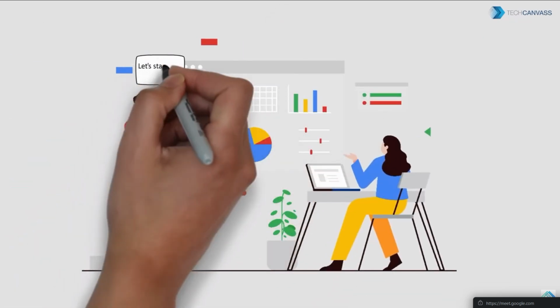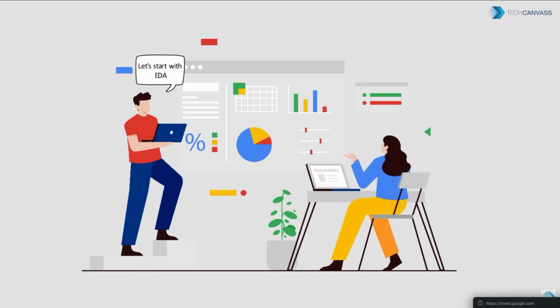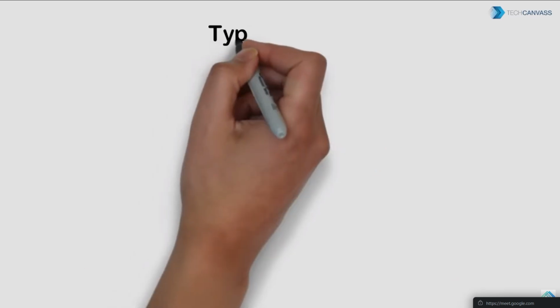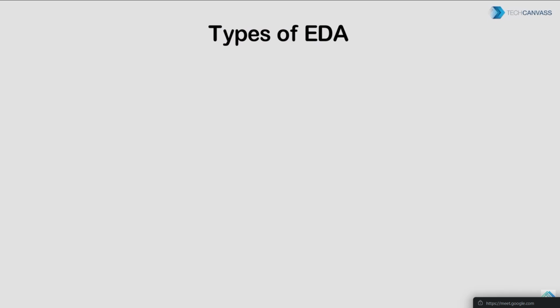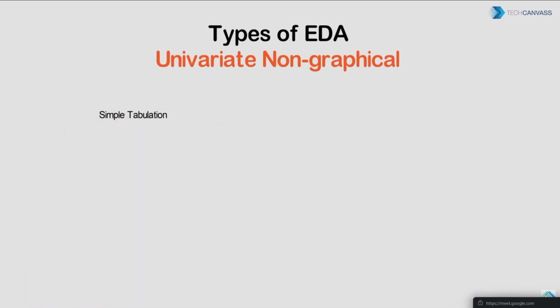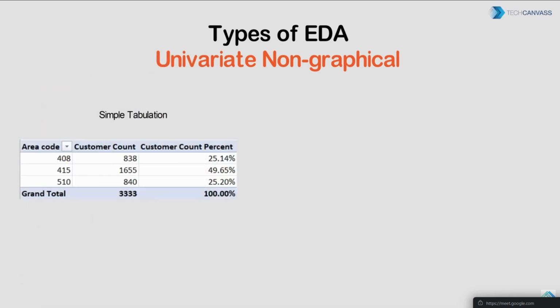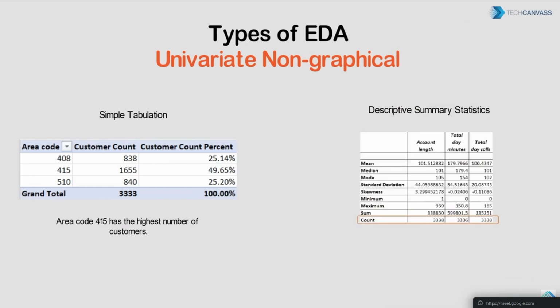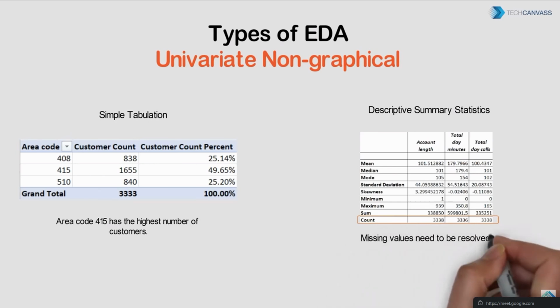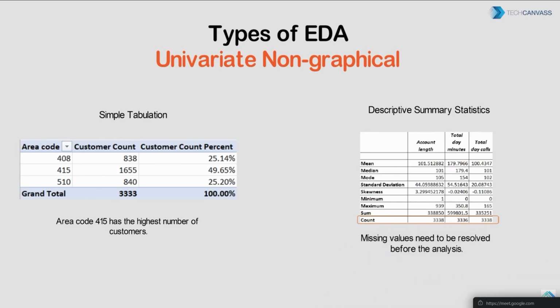Now, Jatin and Anna decide to work on the EDA for the data that their team has collected. So they start with univariate analysis that looks at single variables like age, salary, and so on. For the categorical variable like area code, a simple tabulation of the frequency of each category is helpful. They find that area code 415 has the highest number of customers. For numerical variables, they use descriptive statistics summary to get details like mean, mode, standard deviation. As a starter, this tells them that there are some missing values which need to be resolved before the analysis.